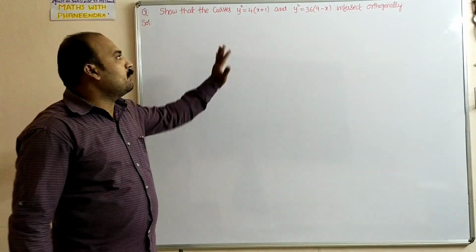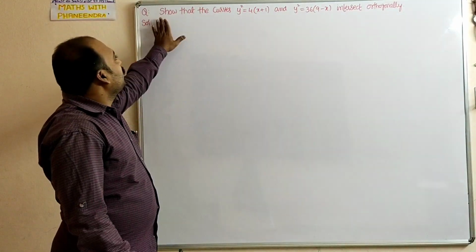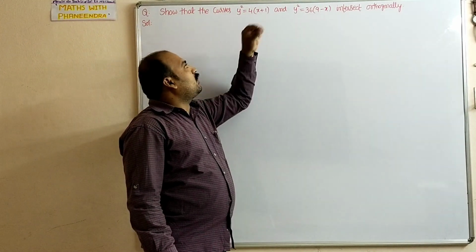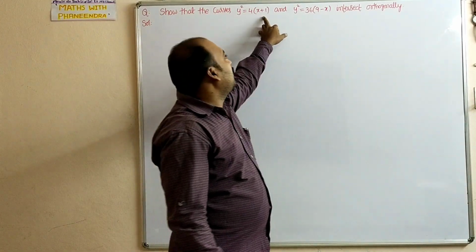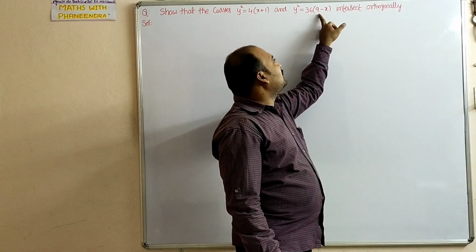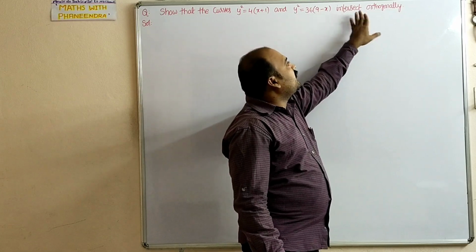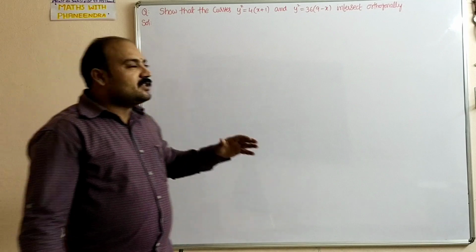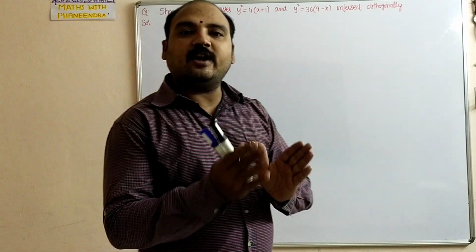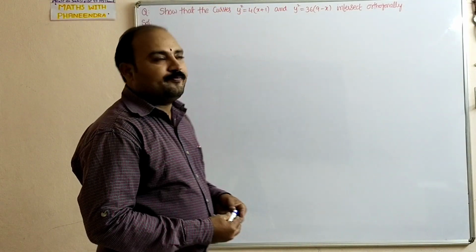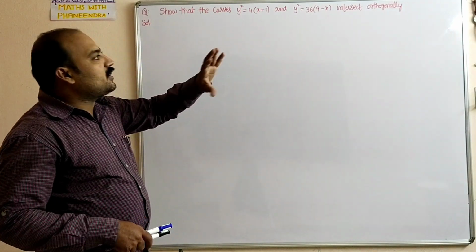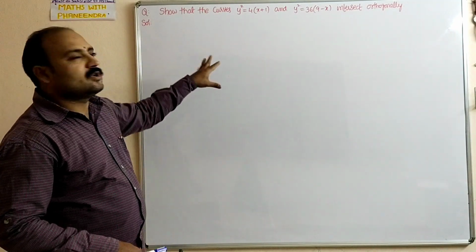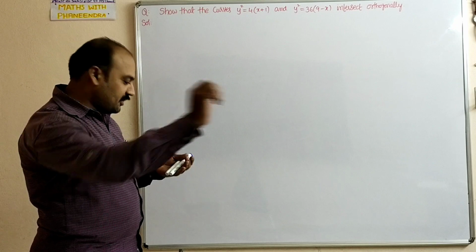Next question, very important for 7 marks. Show that the curves y square equal to 4 into (x plus 1) and y square equal to 36 into (9 minus x) intersect orthogonally. Intersect orthogonally means we have to prove m1 m2 equal to minus 1. And here we observe that the point of intersection is not given. We need to calculate the point of intersection.